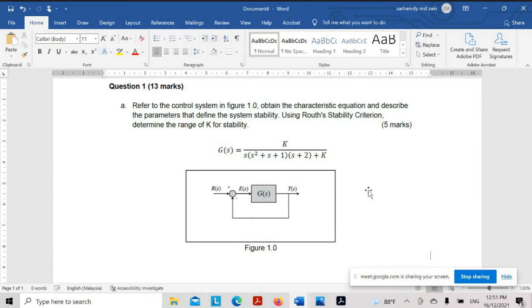Finished, Taufik? Lim? Not yet, still doing it. Abdul Rahman? Yes, doctor. You don't want 3 extra marks? Yes. Finished? I'm sorry.